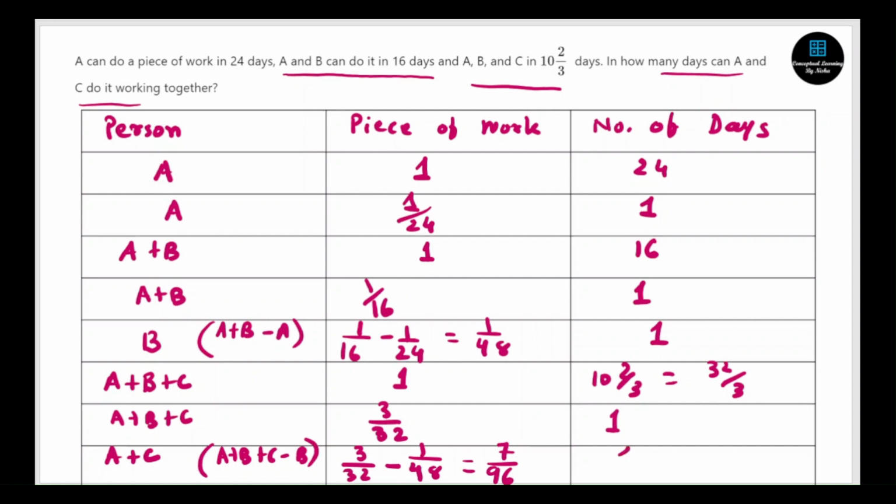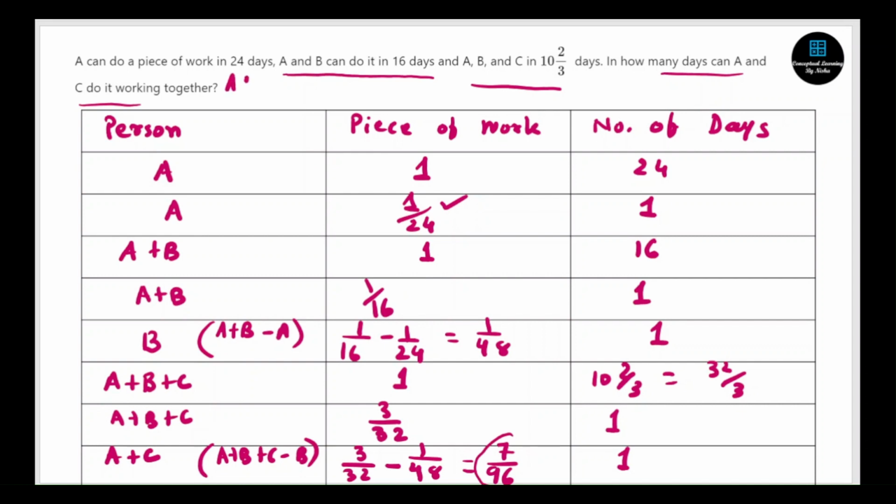And this is in one day. Now we have to find how many days they will work together to complete one work. If you see the pattern here, I'm taking the reciprocal. To find in how many days one piece of work is completed, I have to take the reciprocal of this. I don't have space now, so I'll just write it here.